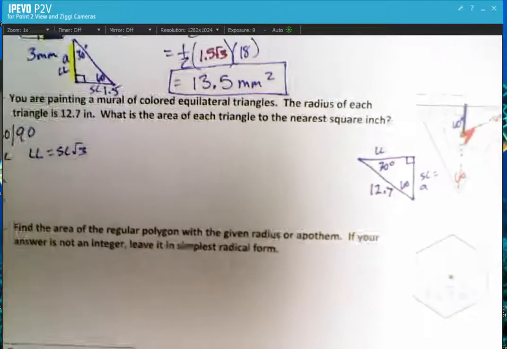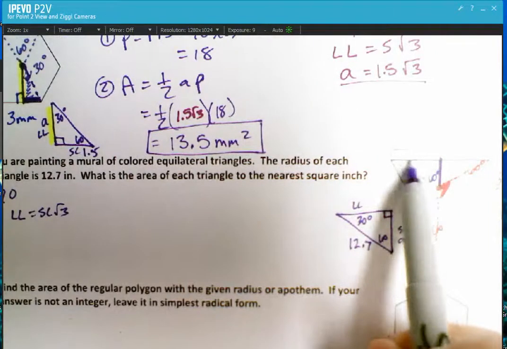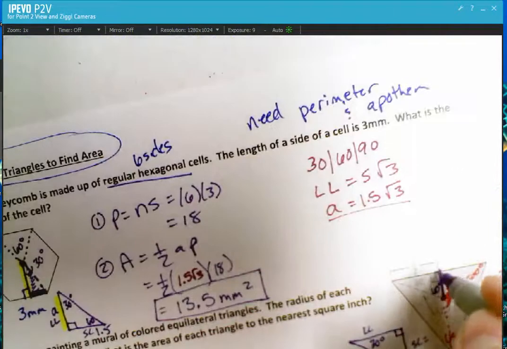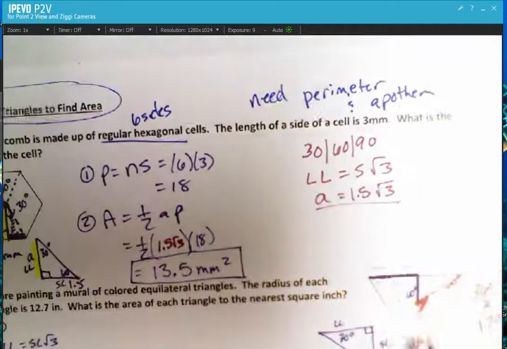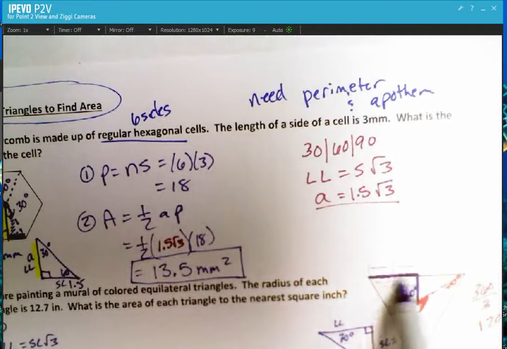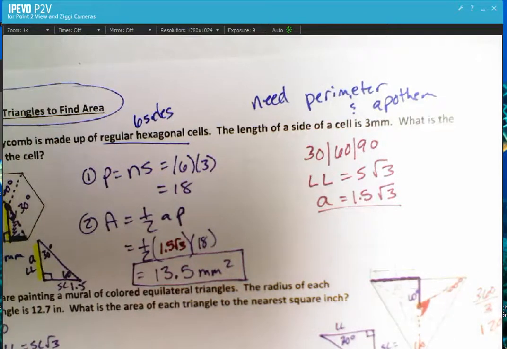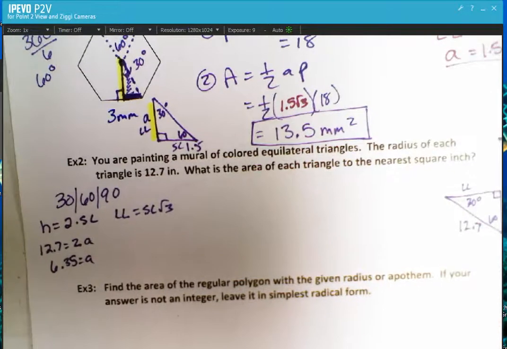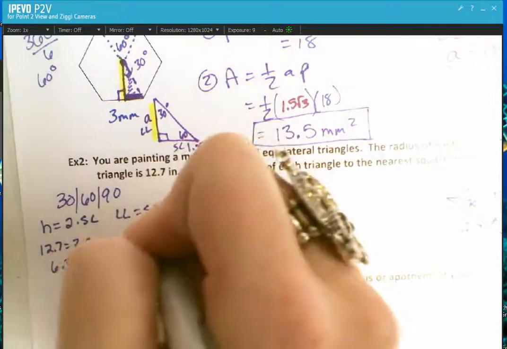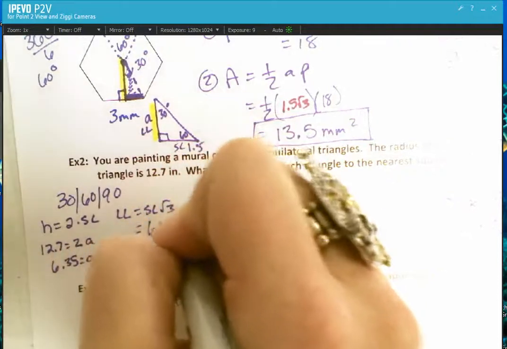I need to find the perimeter, which means I need to find the long leg piece, because it's opposite the 60-degree angle. The long leg piece is going to give me half of the whole side. So I'm going to find the long leg and double it by 2 so I can get the side so that I can then find the perimeter. So if I have the long leg, I know that it is equal to the short leg, which we found as 6.35, times rad 3.